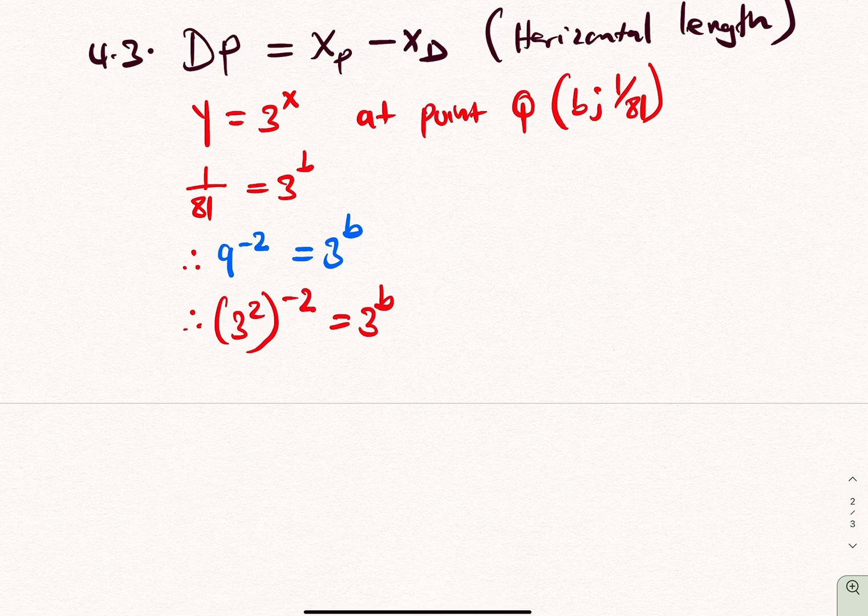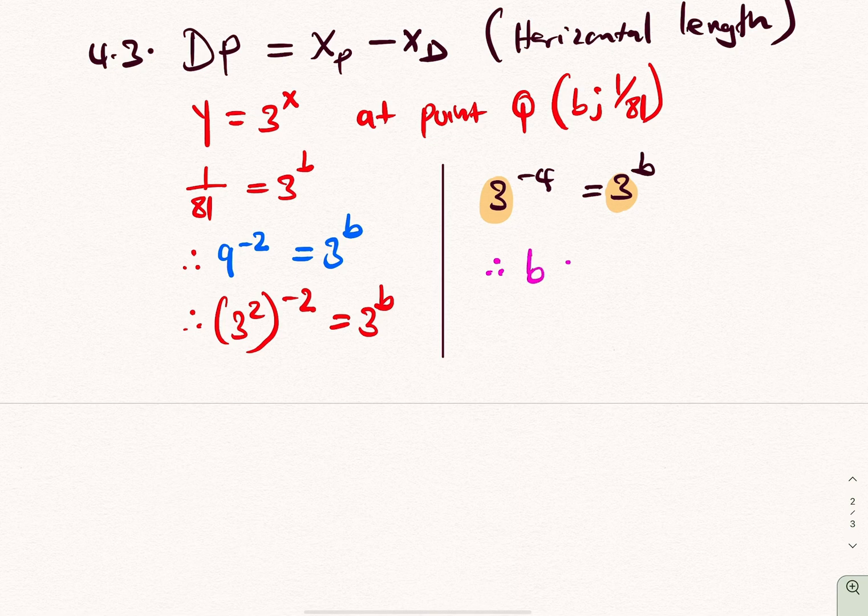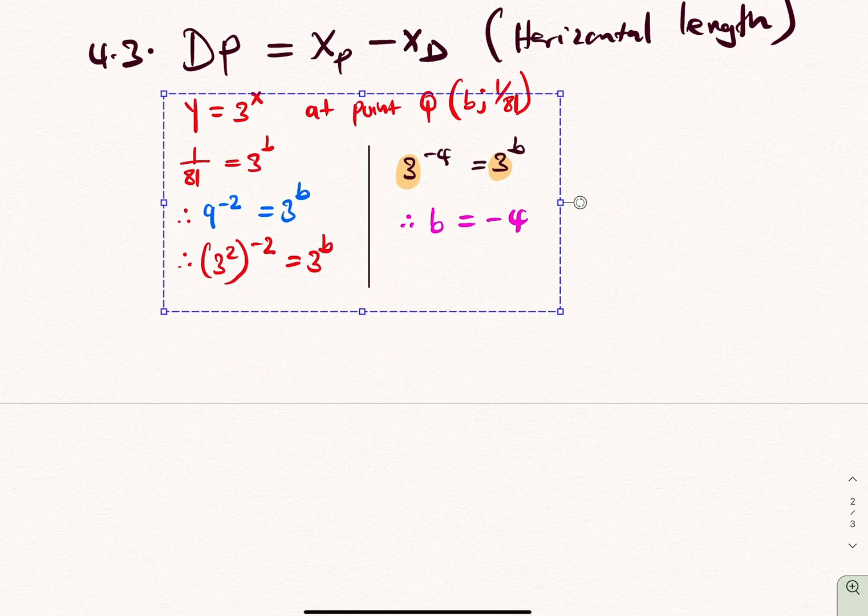So you need to solve for B. Remember that. So let me just continue. This is going to be 3 to the power negative 4 is equal to 3 to the power B. Because now the bases are the same, I think you have learned that principle, that if the bases are the same, you can now drop them and equate their exponents, and that will then give you B is equal to negative 4. That means the point B is negative 4.